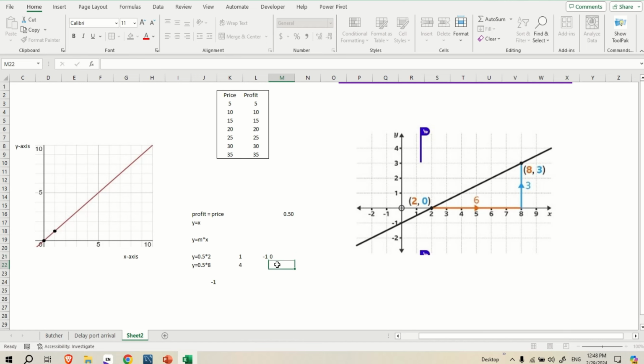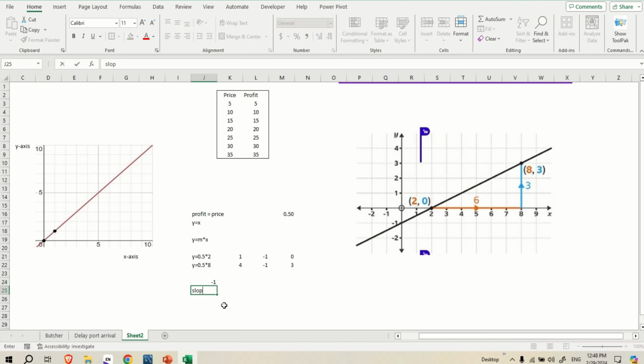So that is right. I've gotten it now. If you also add the minus 1 here, 4 minus 1 is going to be 3. So when x is 8, y is 3. So you've gotten it.